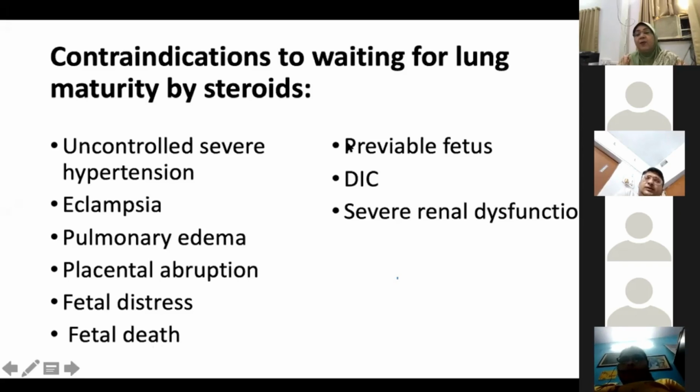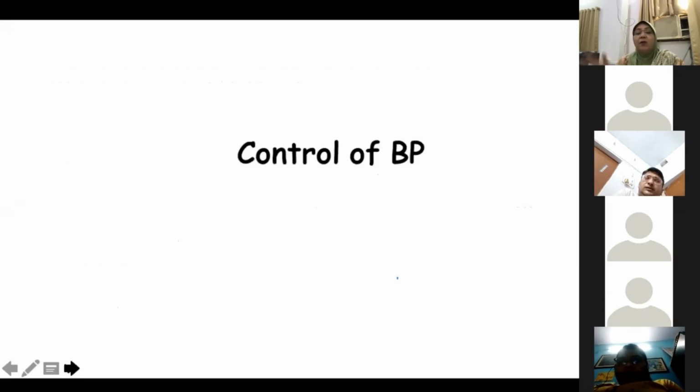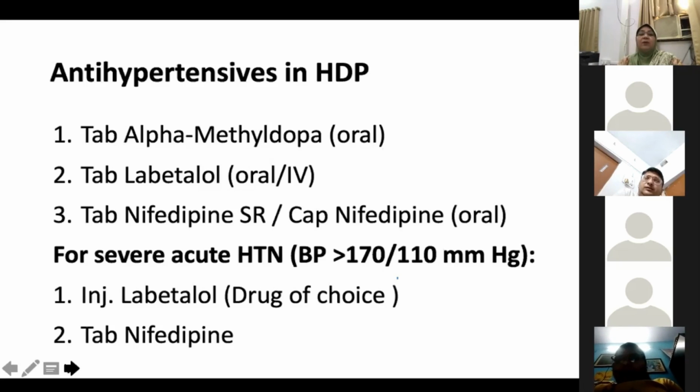If it's a very small baby, again, no point in waiting. If she has gone into DIC, please do not wait for steroids. If she has gone into severe renal dysfunction, go ahead and deliver. Now, what is the next part? In the next few slides we will talk about how to control the blood pressure and how to control the fits. Two important problems, isn't it? So, how do you control the blood pressure?